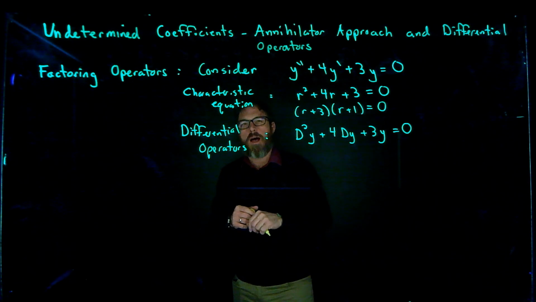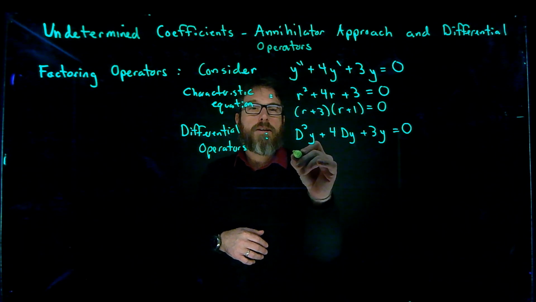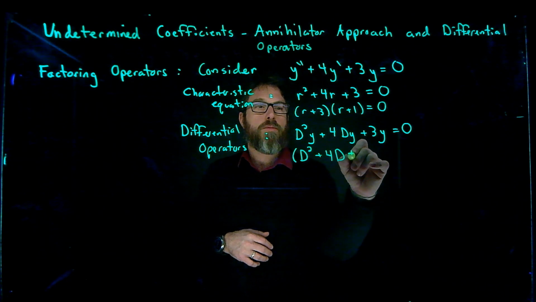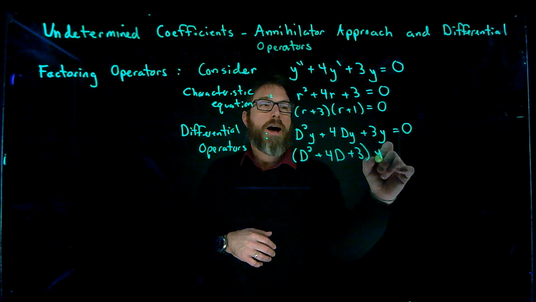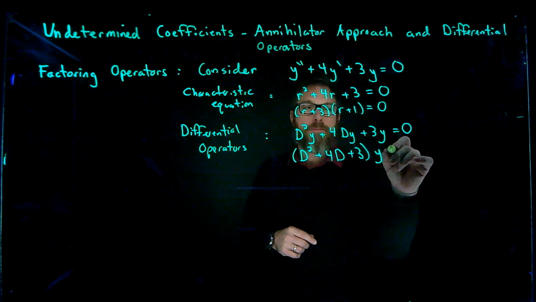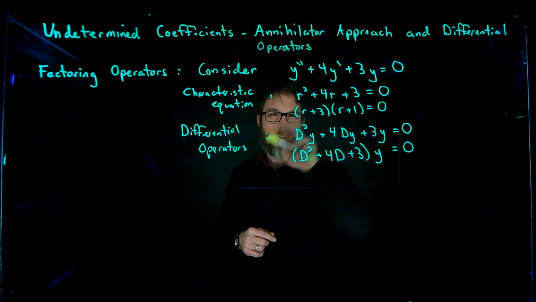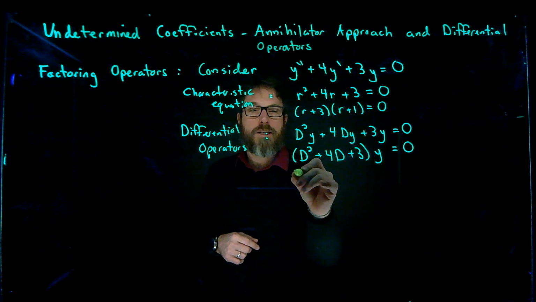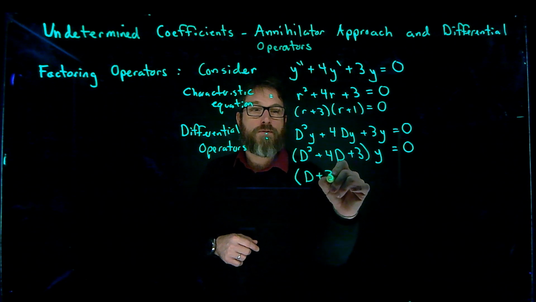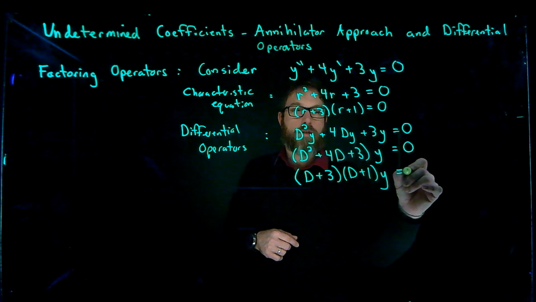Now, these differential operators algebraically act a lot like multiplication, so what I can do is factor out this y, so (D squared plus 4D plus 3) y. Technically it's this of this, but it happens to look a lot like multiplication, doesn't it? So we can see that this looks familiar. This looks like the exact same coefficients as the characteristic equation, and it sure is. So that means it'll also factor identically to the characteristic equation is equal to 0.